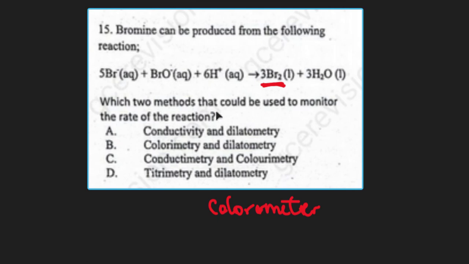So be mindful of the question. They can also ask you what parameter can be measured. The parameter is the exact quantity you're measuring. Are you measuring color intensity? Are you measuring pressure? Are you measuring the volume of gas produced?